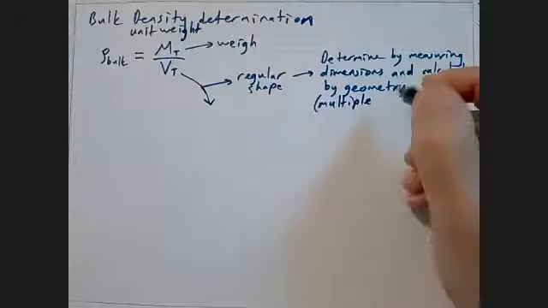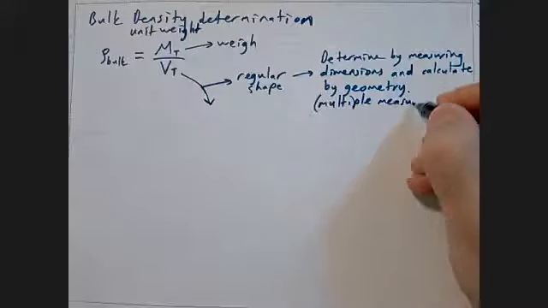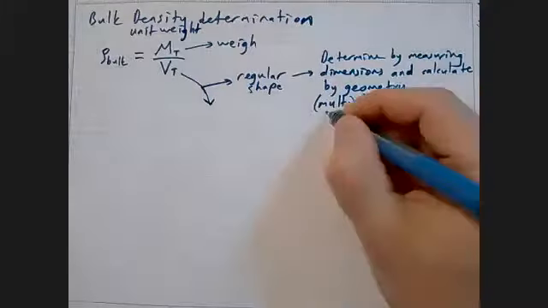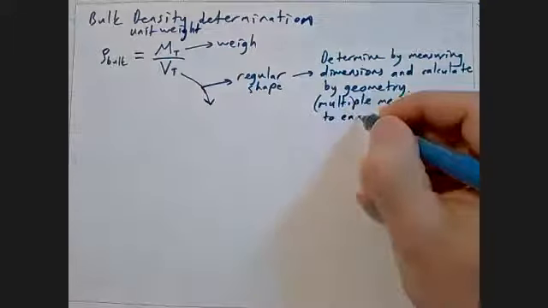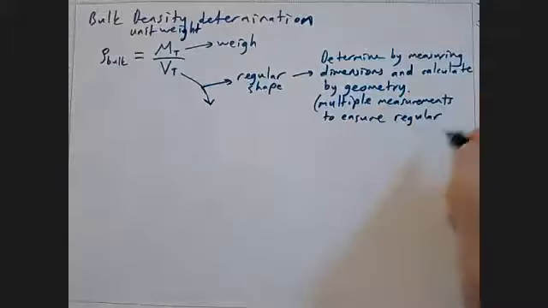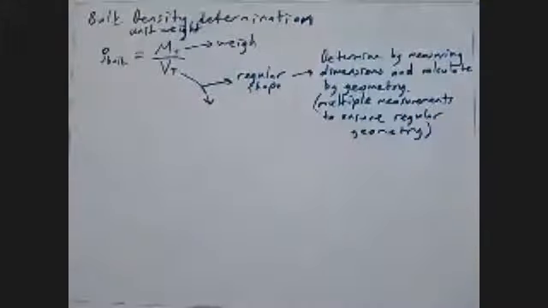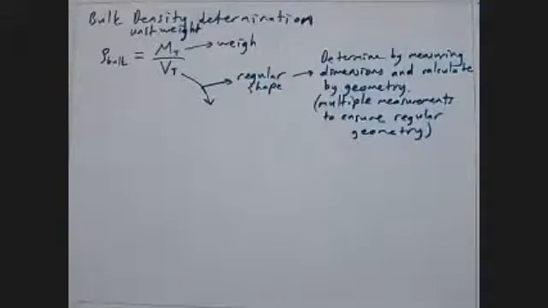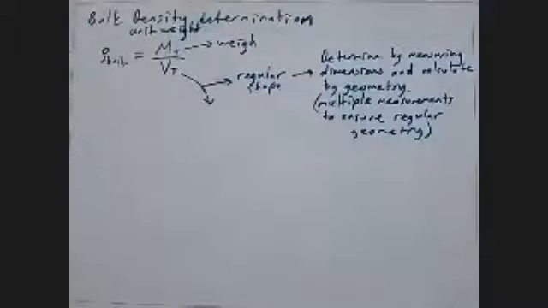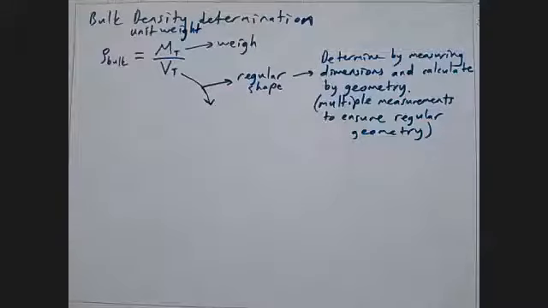Multiple measurements are better, to ensure it is actually a regular geometry. So it might look like a cylinder to you, but maybe it is a little fatter at the middle and smaller on the top and bottom. So if you just measure it from the middle, you get the incorrect dimension or incorrect volume.